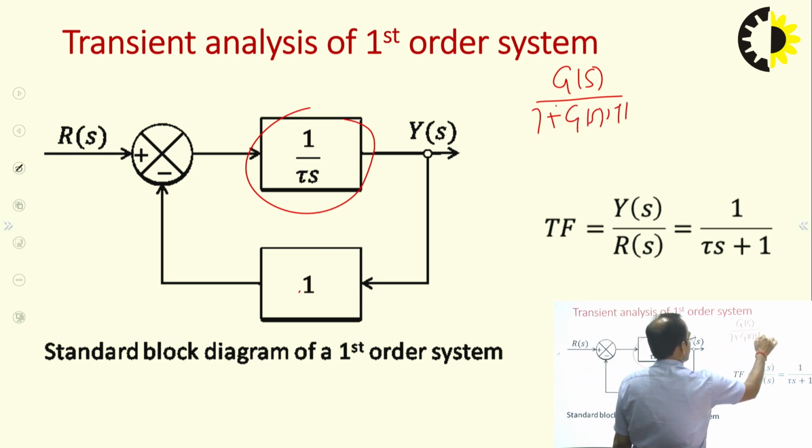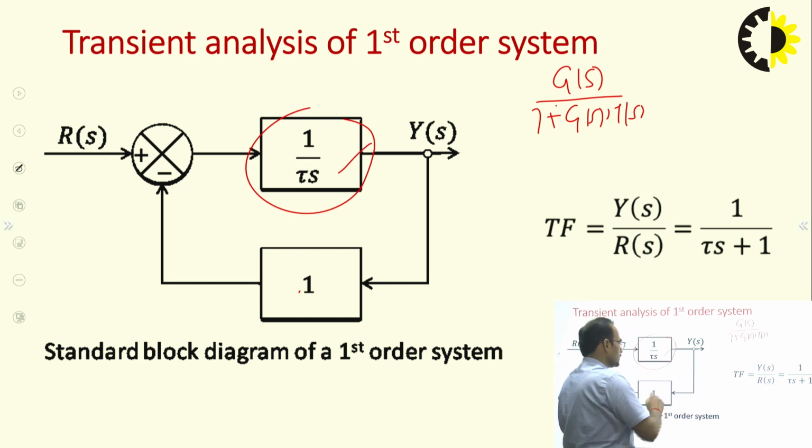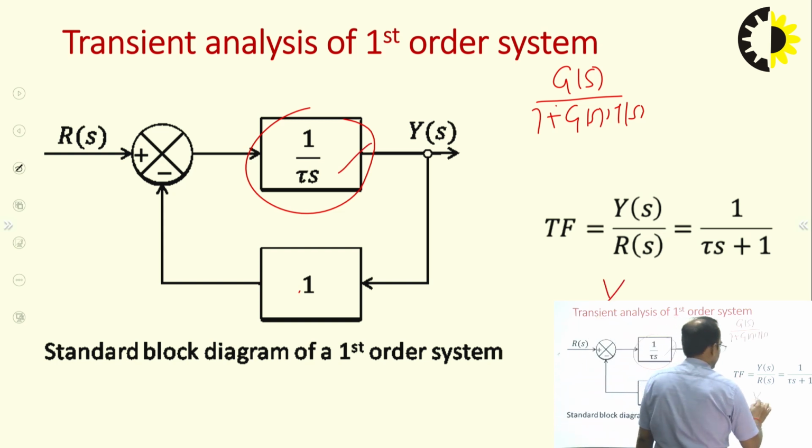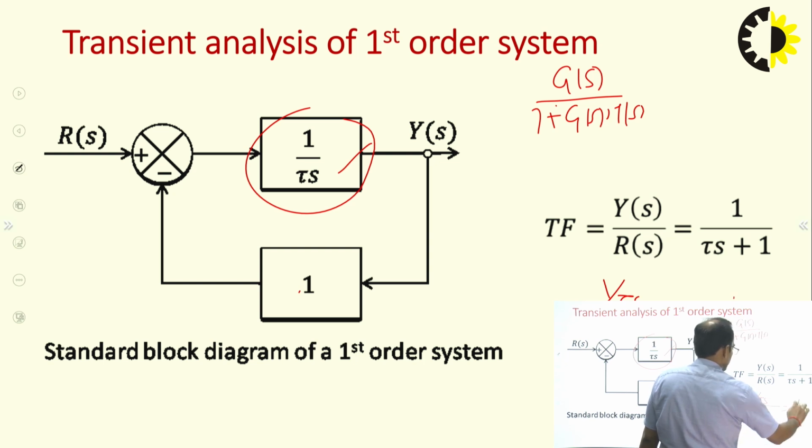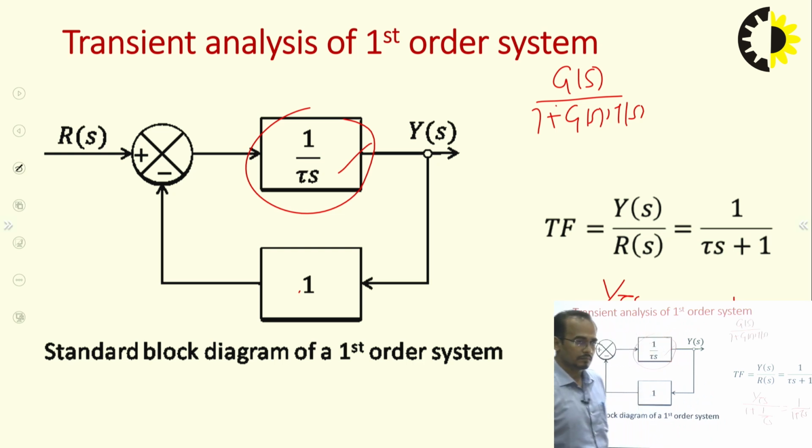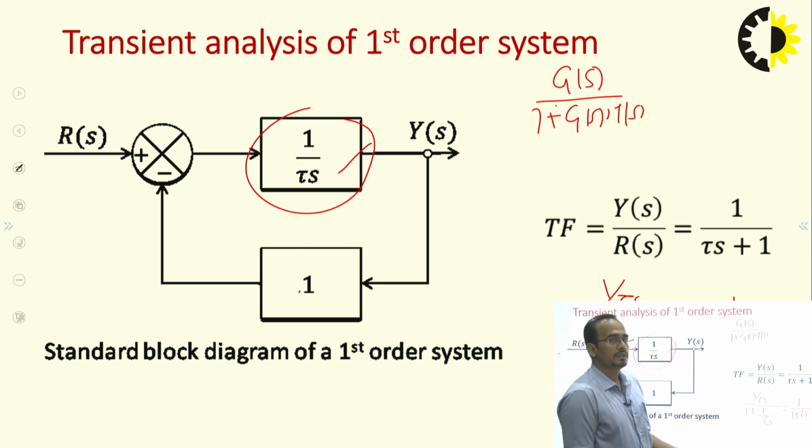This is the negative feedback system. G(s) is equal to 1 by tau s, so we get (1 by tau s) upon 1 plus (1 by tau s). So it will give 1 upon 1 plus tau s. So this is the transfer function.